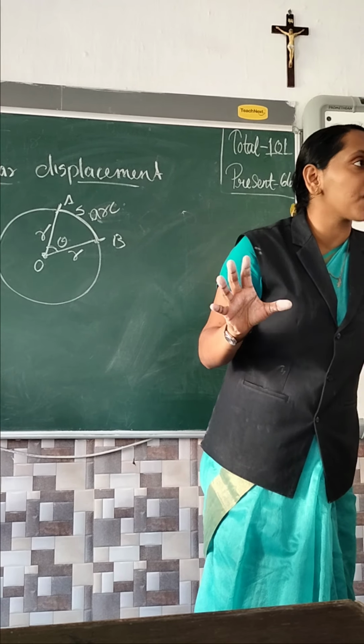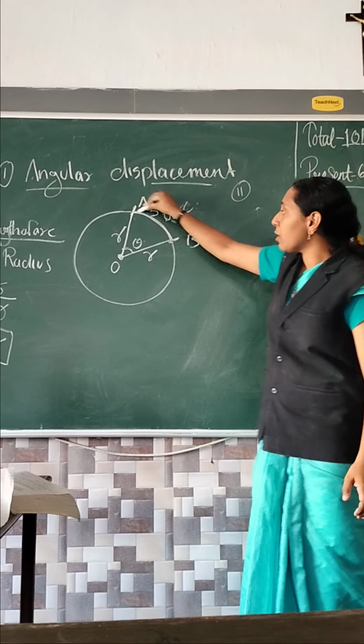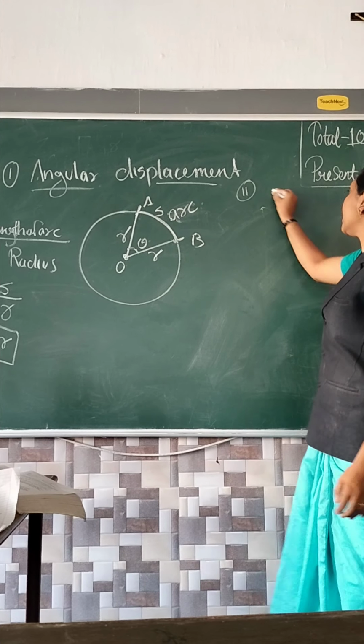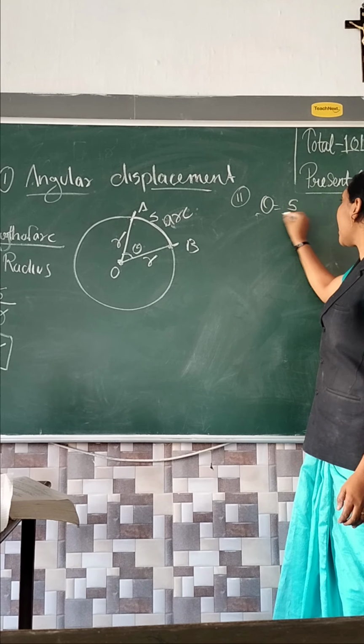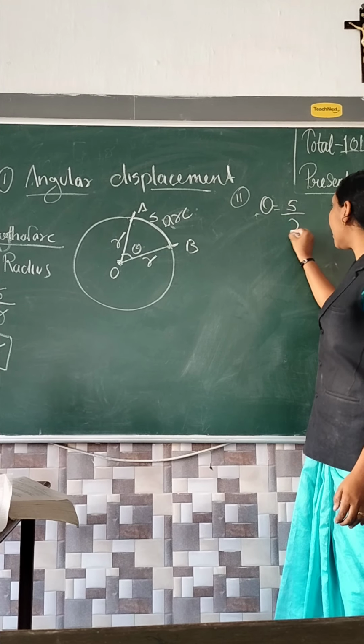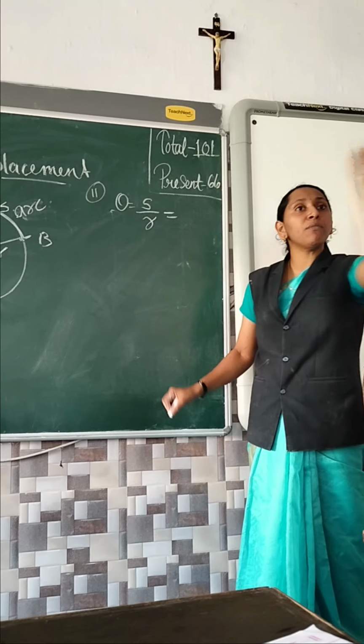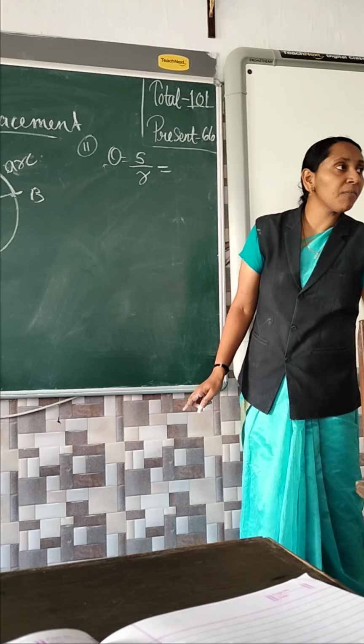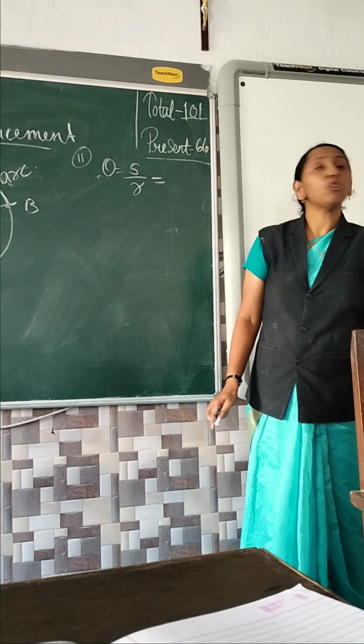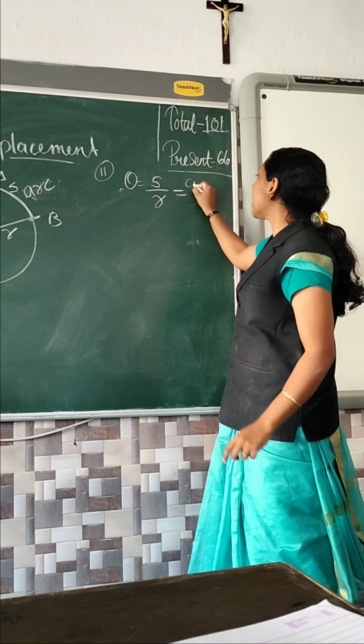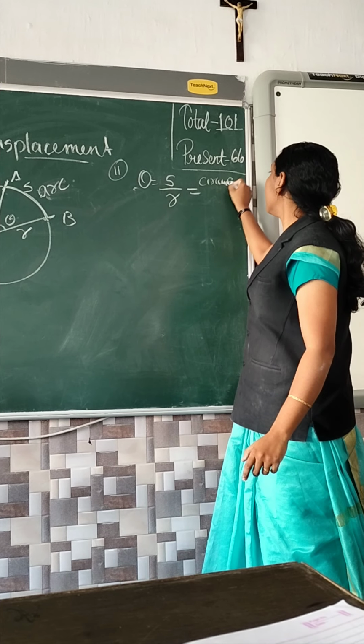The second condition, I am considering the full circle. So theta equals S by r. What is this S in this condition? Full circle, so the circumference of the circle is fully involved. What is the equation of the circumference of the circle? 2 pi r. So full circle means the circumference of the circle.